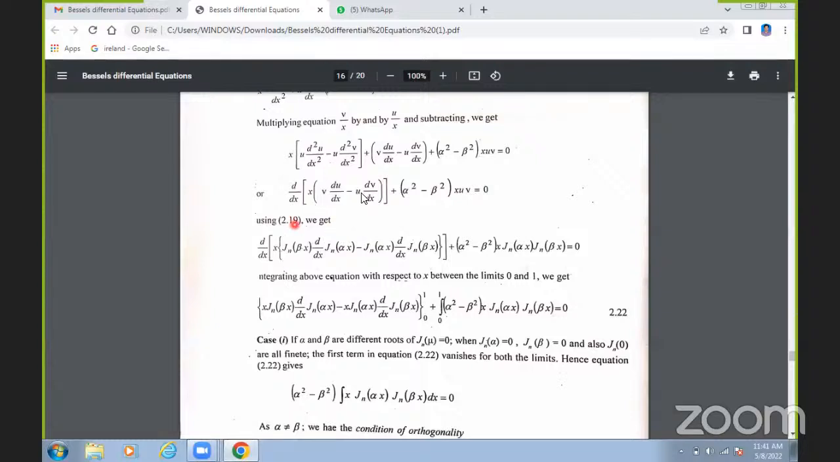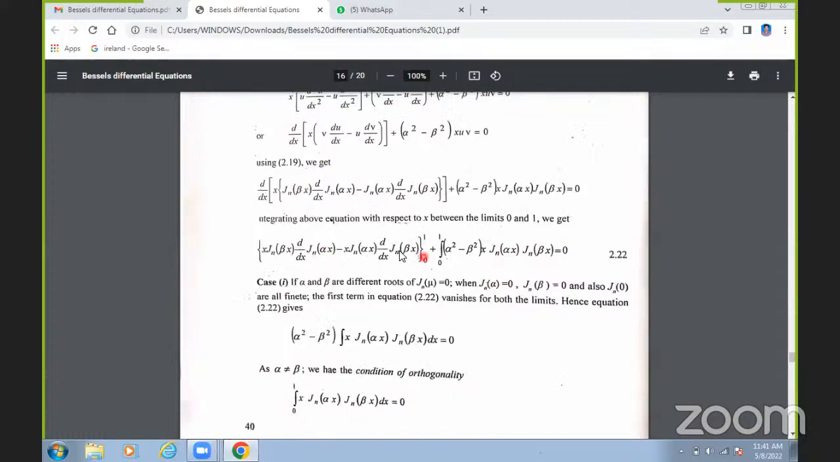So here, d by dx into x, in place of this, whichever we have, this one v, we are writing it as Jn of beta x, and u as Jn of alpha x. Similarly here and here we are writing. So this is the equation which we are going to get finally. This equation is the orthogonal property.